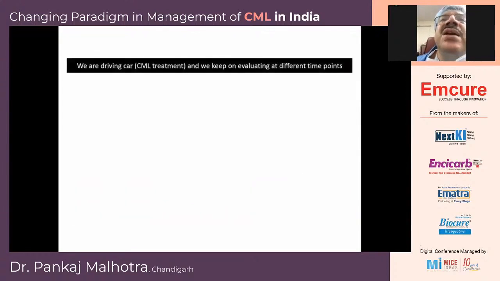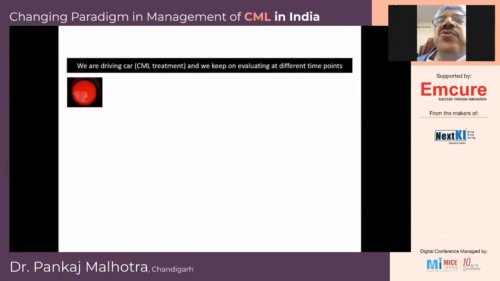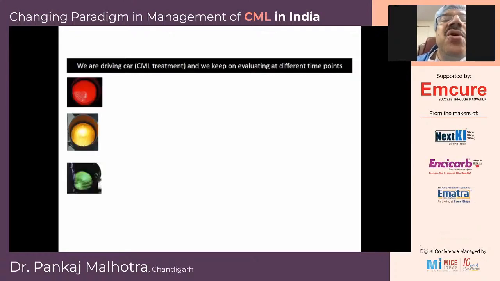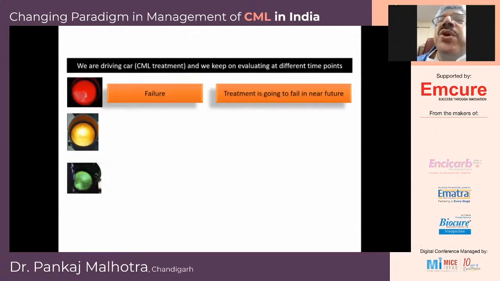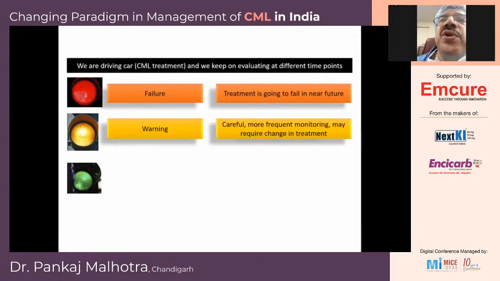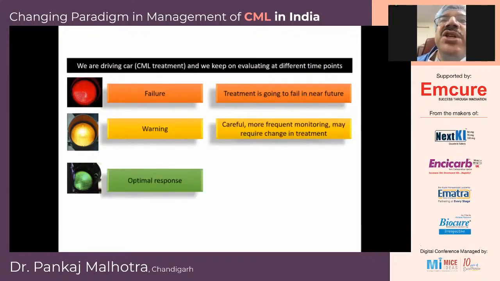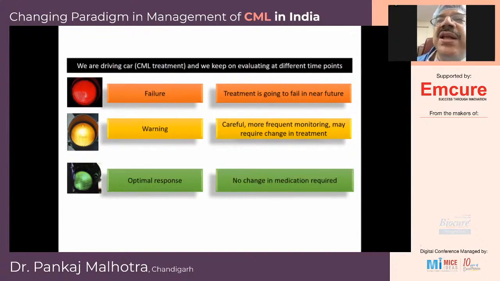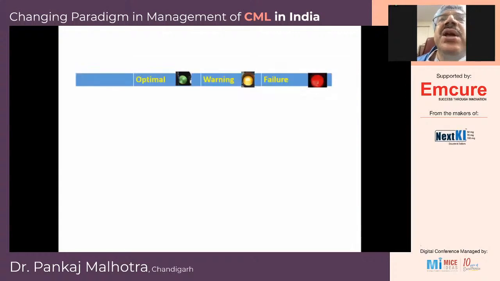It's like you are driving a car and we keep on evaluating at different time points. You have a red, yellow, and green. Red basically means failure. That means treatment is going to fail in the near future. Yellow is a warning. That means you have to be careful. You require more frequent monitoring and may require a change in treatment. And green is that the patient is in optimal response and no change in treatment is required.